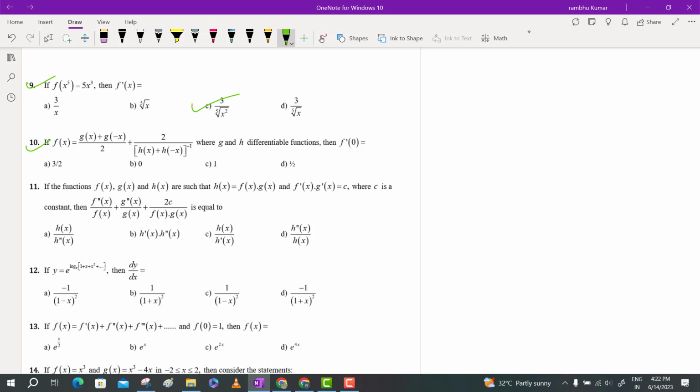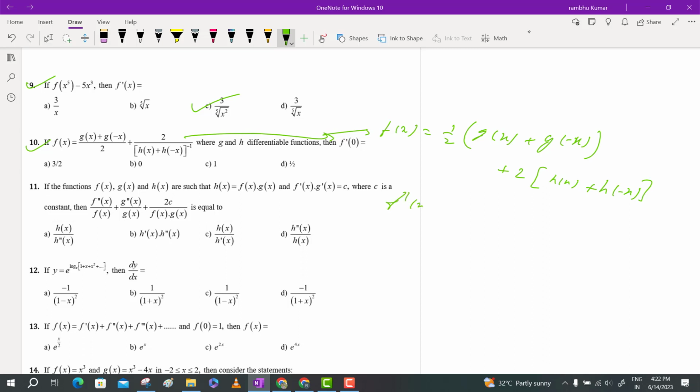Next question we have is question number 10. So now they have asked to find f dash 0. So first of all, this given function, we can write f of x is equal to 1 by 2 g of x plus g of minus x, and then plus 2 into h of x plus h of minus x. Okay, like this we can write.